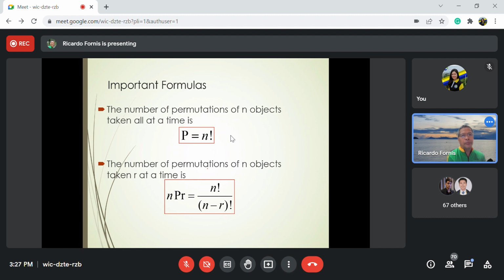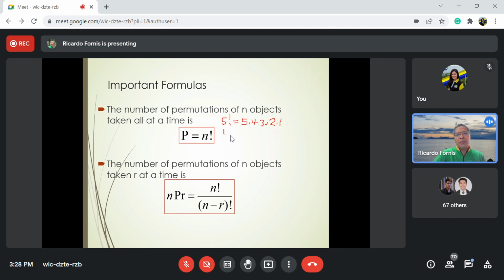The first one: the number of permutations of n objects taken all at a time is calculated as n factorial. We already understand the meaning of factorial. If somebody says 5 factorial, I hope that everybody in this meeting understands that it is 5 times 4 times 3 times 2 times 1. So it's the product from 5 to 1, inclusive, including 5.